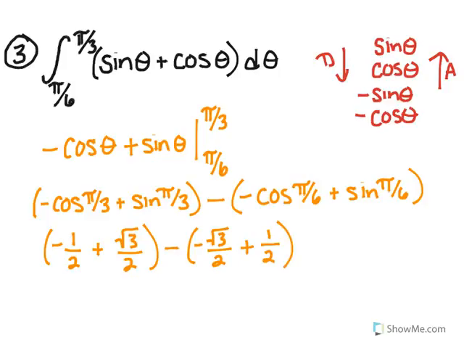Okay. Don't forget to distribute the negative sign. So this guy right here needs to get distributed. So what we really have now is negative 1/2 minus 1/2, so we're going to have negative 1. And then square root 3 over 2 minus negative square root 3 over 2 is 2 square root 3 over 2.